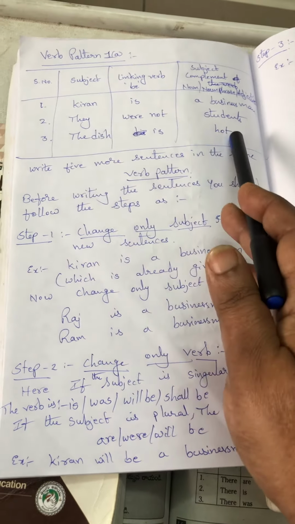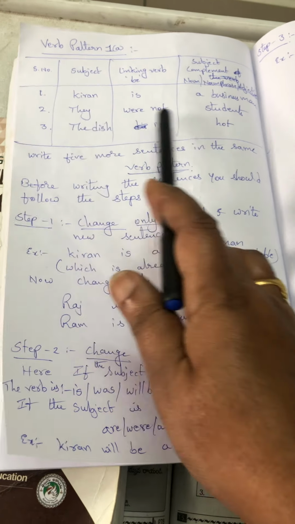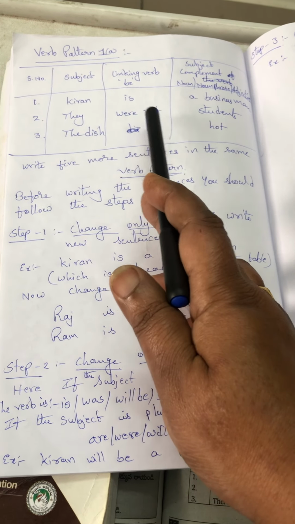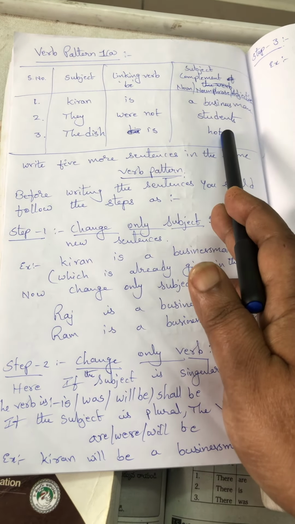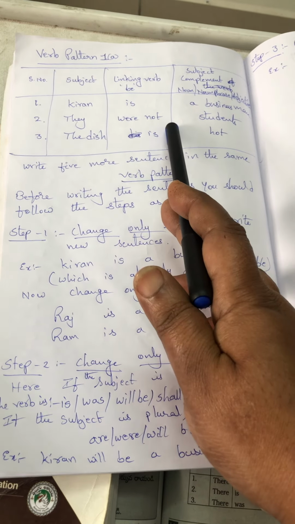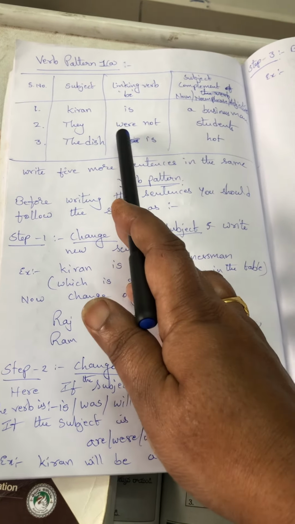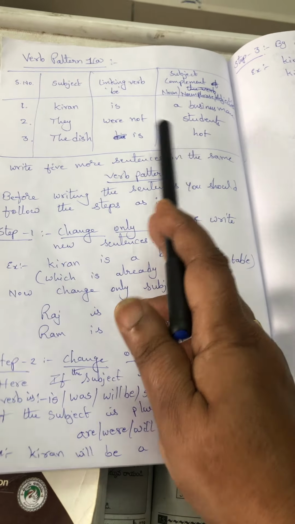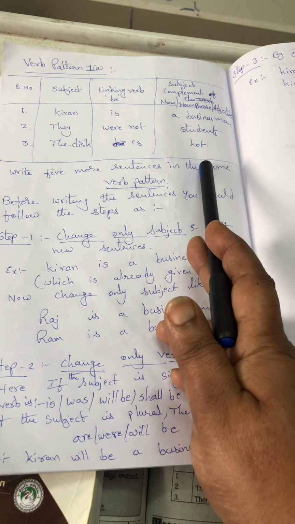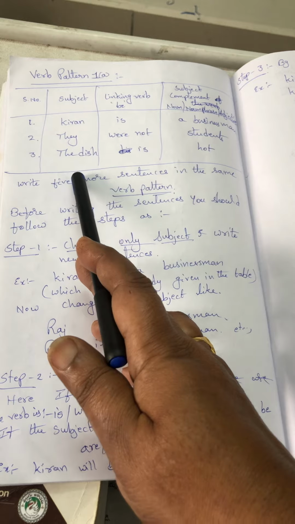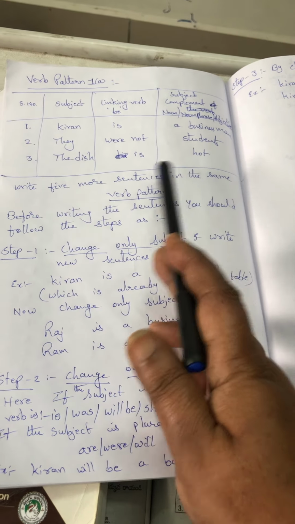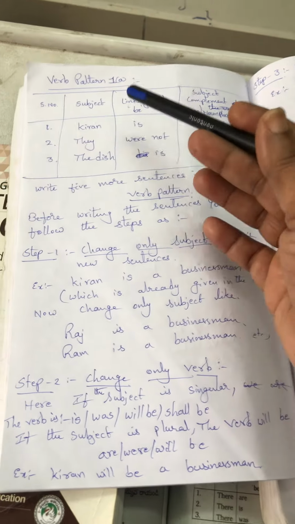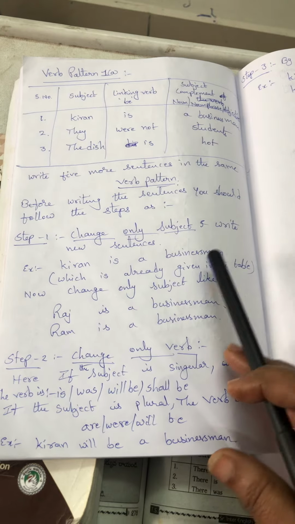Like that. They were not students. Now here he is not a student. She is not a student. We are not using were not. Were is used for plural form. So when we change this into singular form, were will not come. The verb will be is. That you all know, I think. No? The dish is hot. The coffee is hot. The tea is hot. The curry is hot. Means we are changing only the subject and changing the sentences. This is one step to make new sentences.